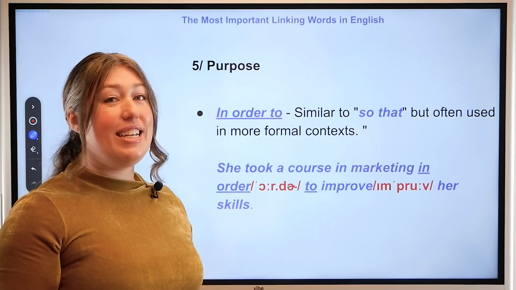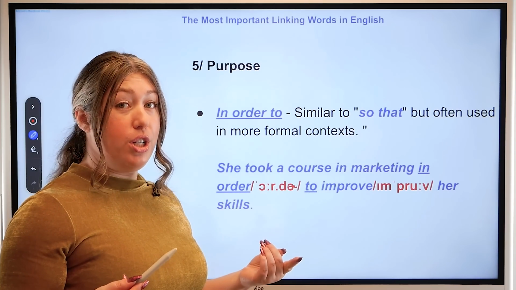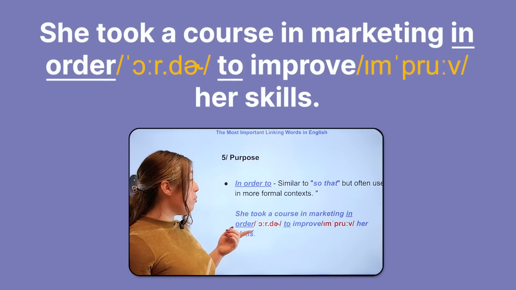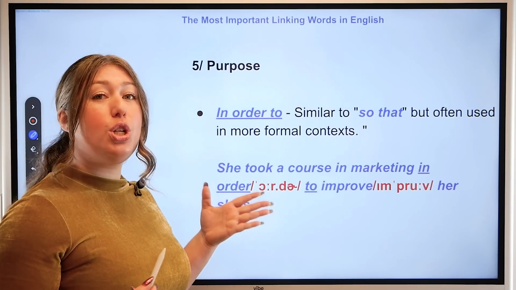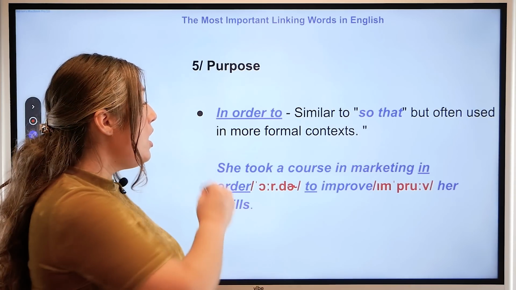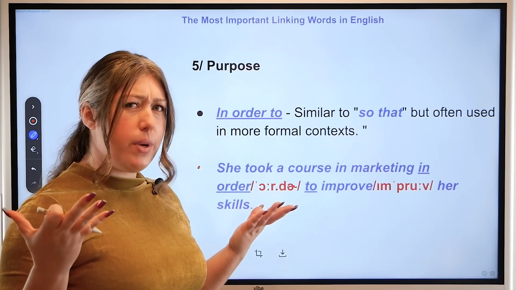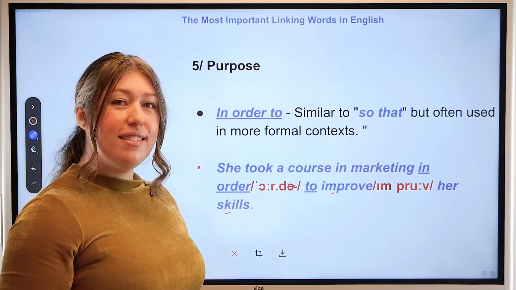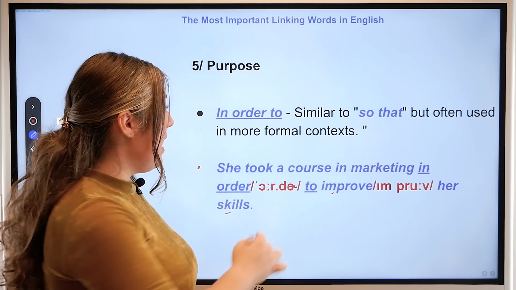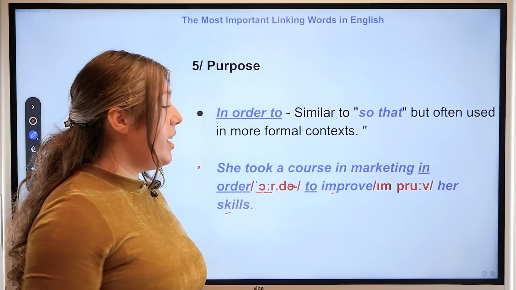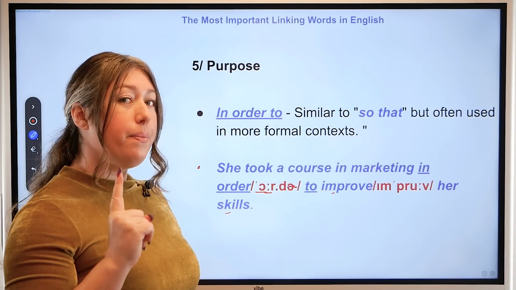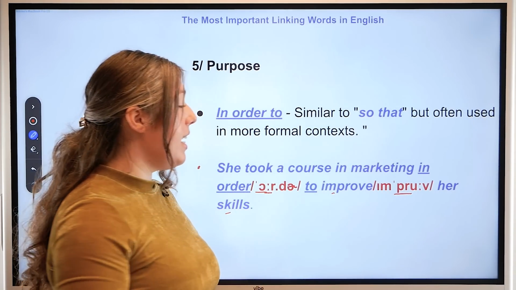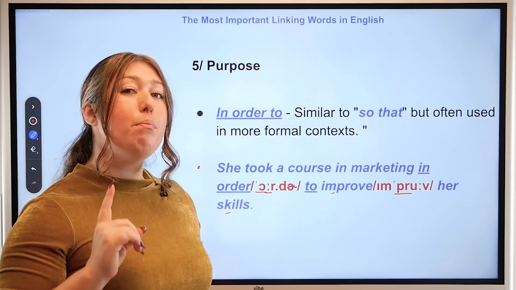Now, if you want to use something like so that, but you want it in a more formal context, then this is the linking term to use, in order to. For example, she took a course in marketing in order to improve her skills. Again, it's showing the reason or the purpose for something. She took a course in marketing. What's the reason? What's the purpose? To improve her skills. And let's take a look at pronunciation. We have a stress on the first syllable, order, order. And a stress on the second syllable here in improve, improve.